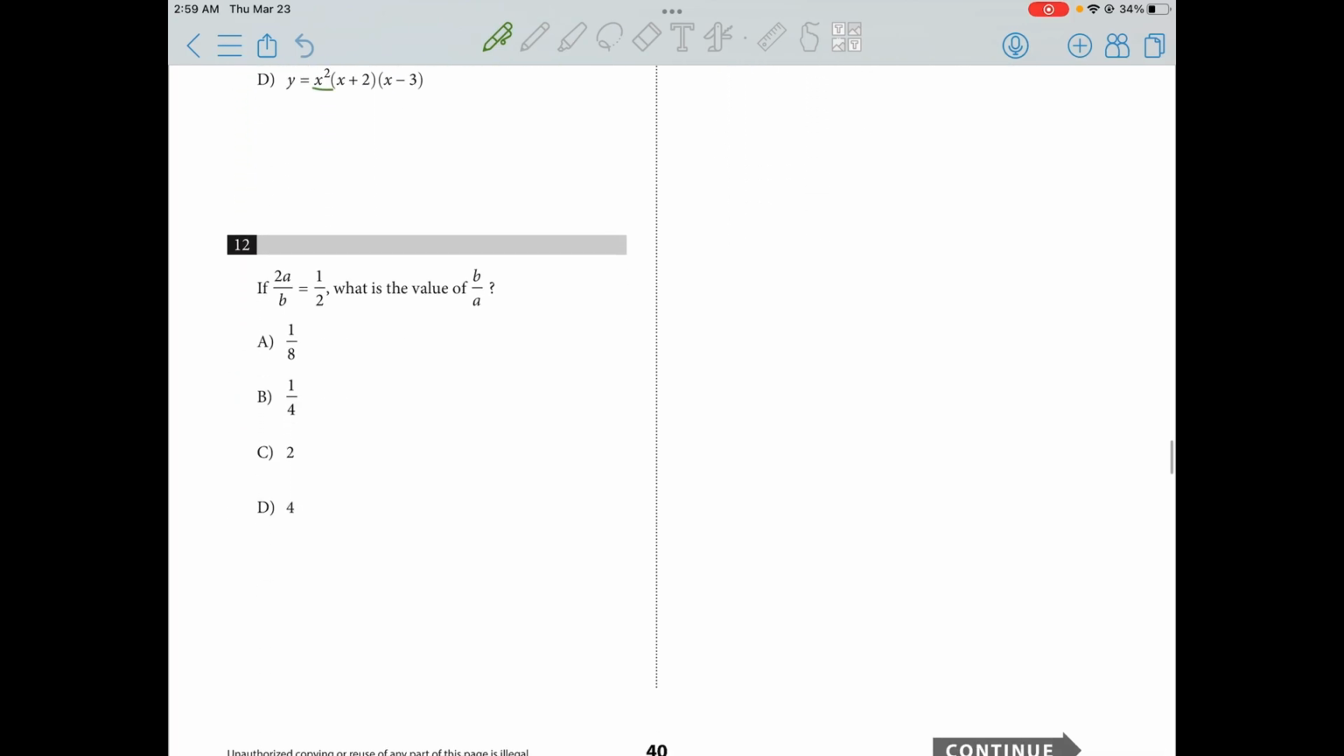Very good. Number 12. We have this ratio right here, and we're trying to find B over A. So we could flip that, which we got B over 2A equals 2. Because we want to find B over A, we want to get rid of this 2. So we can multiply by 2. That way it cancels out. If we multiply on this side, we have to multiply on this side. So B over A equals 4.